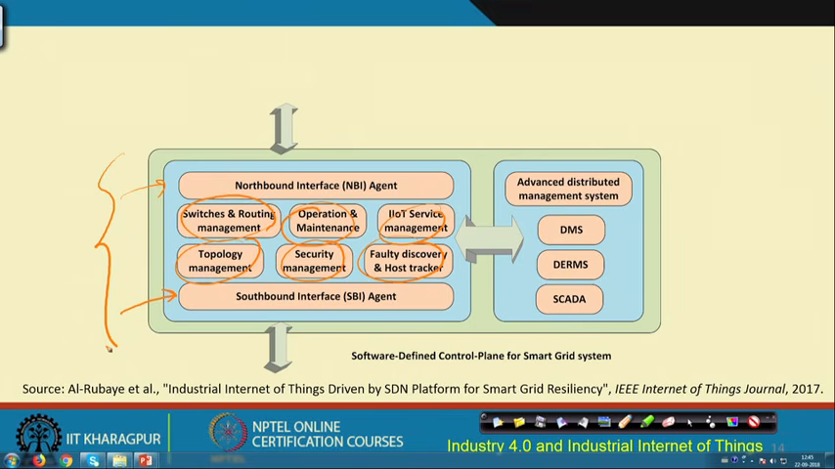And then you have on the other side all these different components like the ones that I had shown you in the previous slide. So, SCADA, DERMS and DMS, these are part of this advanced distributed management system. So, together basically they work hand in hand in order to offer the software defined SDN services for smart grid.